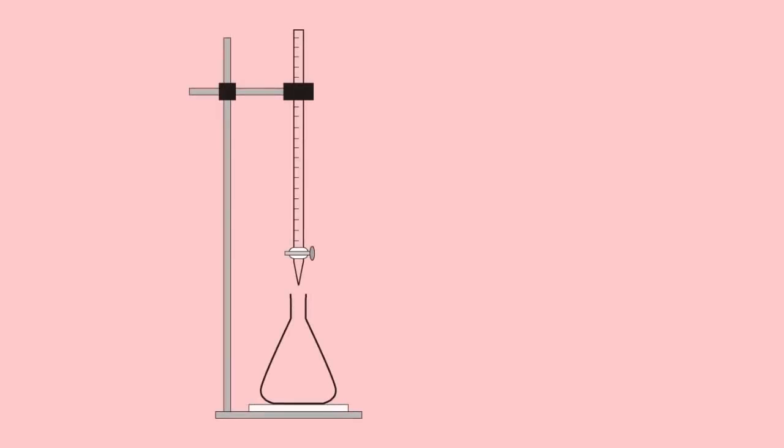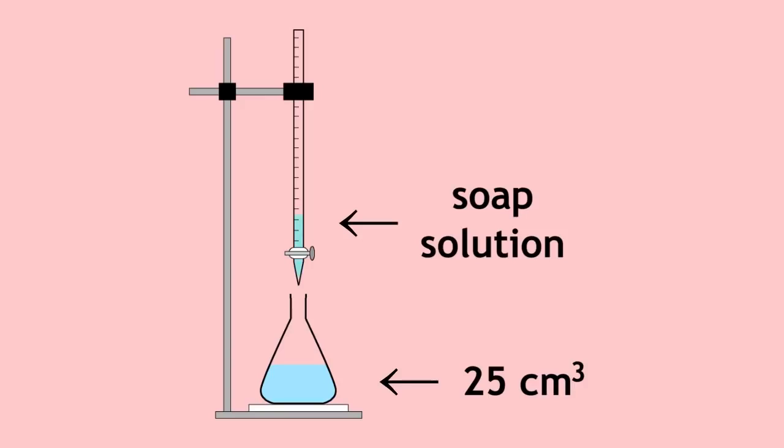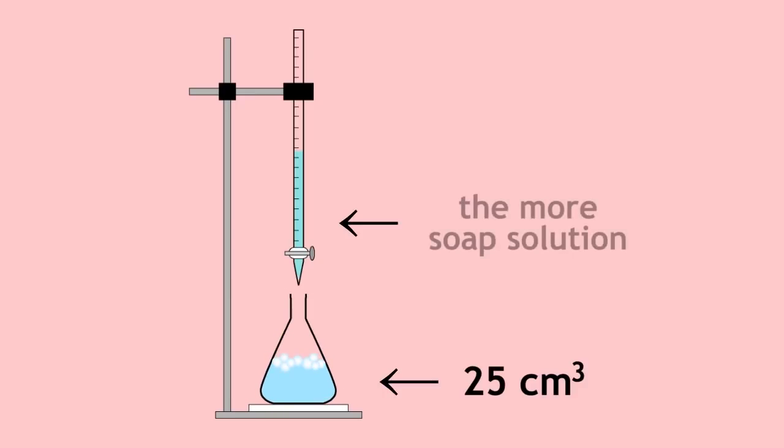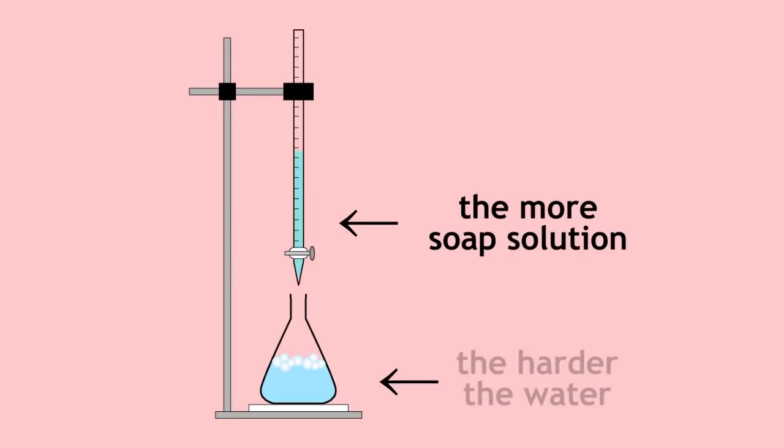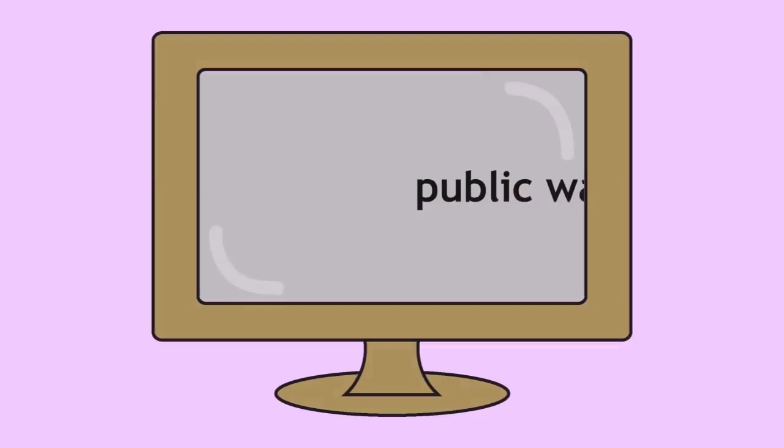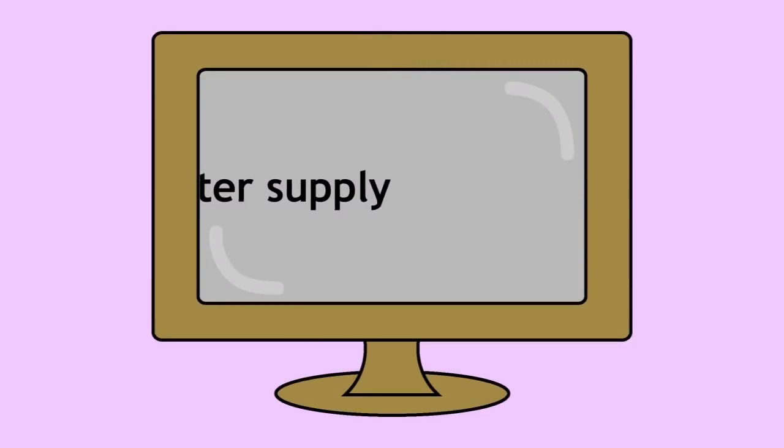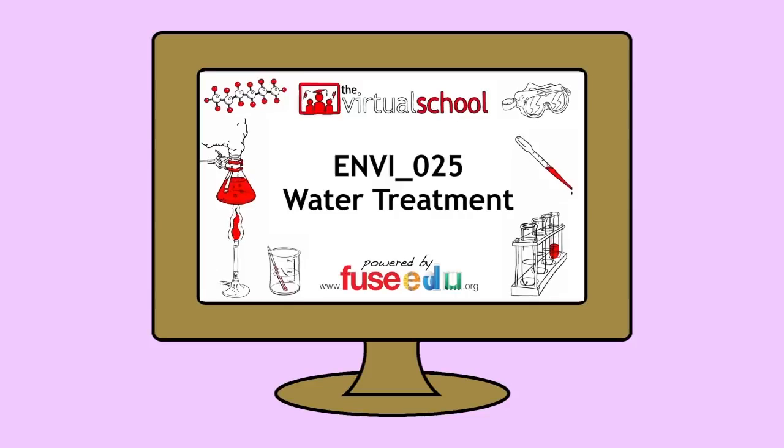To compare the hardness of different water samples, you can take a fixed volume, say 25 cc's of the hard water, and run soap solution in from a burette bit by bit, shaking each time until the soap lathers. That means you'll see bubbles on the surface, and the more soap solution you have to use, the harder will be the water. To see how water is softened for public water supply, watch Environment 025 water treatment.